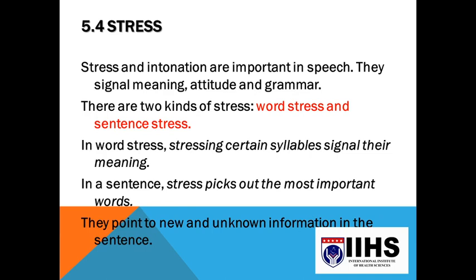Stress. Stress and intonation are important in speech. We spoke about intonation. They signal meaning, attitude, and grammar. When it comes to stress, there are two types. One is word stress and the other one is sentence stress. In word stress, stressing certain syllables signal their meaning. In a sentence, stress picks out the most important words. They point to new and unknown information in the sentence.